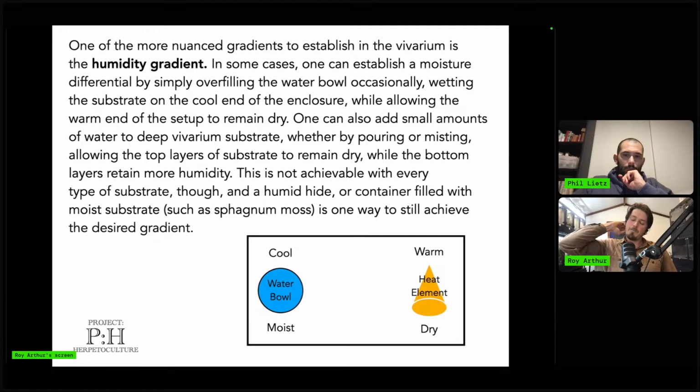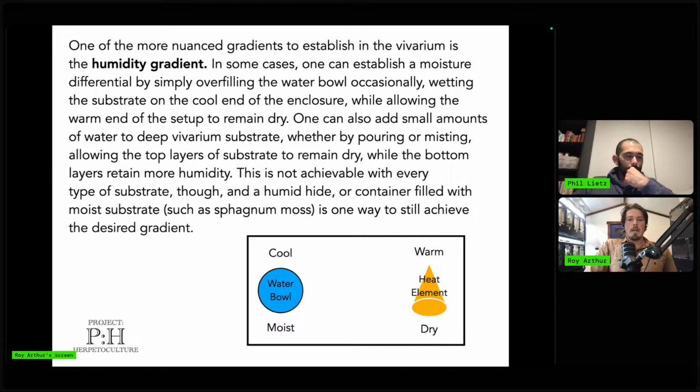So, again, I have this really simple visual diagram here of the basic simplest way to establish a moisture gradient or a humidity gradient. You have your heat element that's going to be primarily warm and dry, and on the opposite end, where ideally you have your water bowl, you can cultivate more moisture and a cooler environment for your animal.